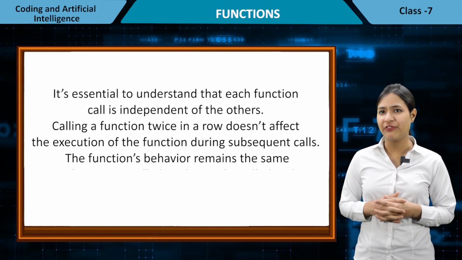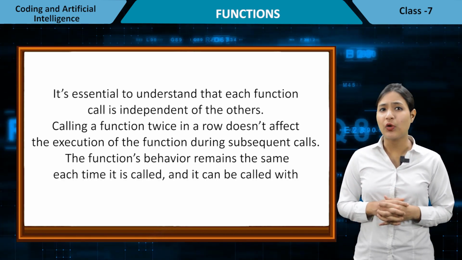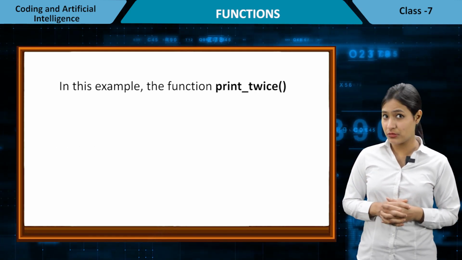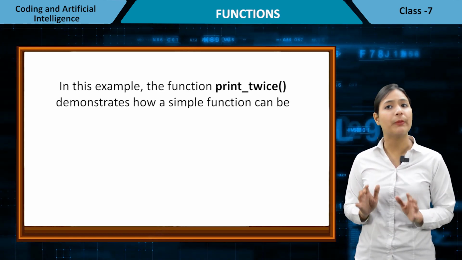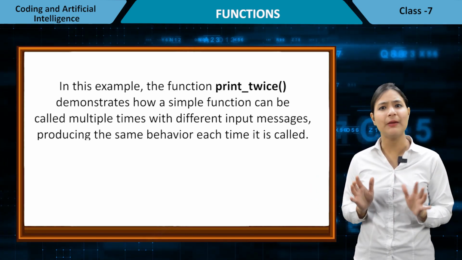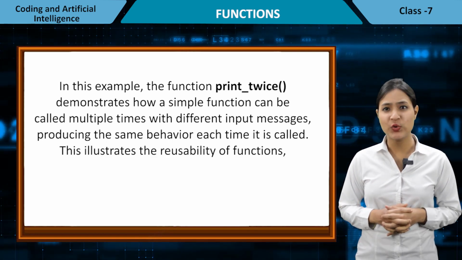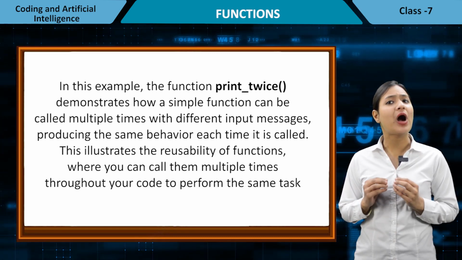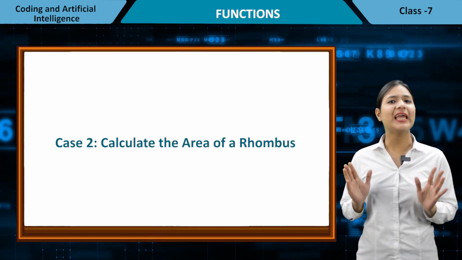The function's behavior remains the same each time it is called, and it can be called with different arguments or the same arguments as needed. In this example, the function print_twice demonstrates how a simple function can be called multiple times with different input messages, producing the same behavior each time it is called. This illustrates the reusability of functions, where you can call them multiple times throughout your code to perform the same task with different inputs. Case 2.